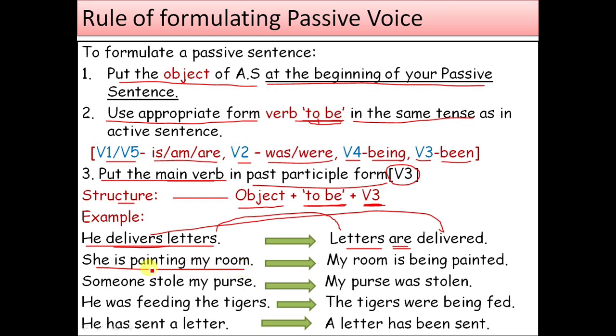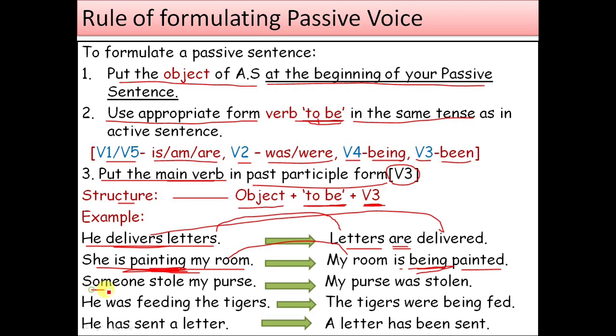Similarly, she is painting my room. This is continuous tense, therefore to make passive we have to use being. So first the object, my room is being painted. Most of the students make mistakes here. They go on making passive like this, my room is painted, but the given sentence is in continuous form, therefore we have to use being and then only V3. My room is being painted.